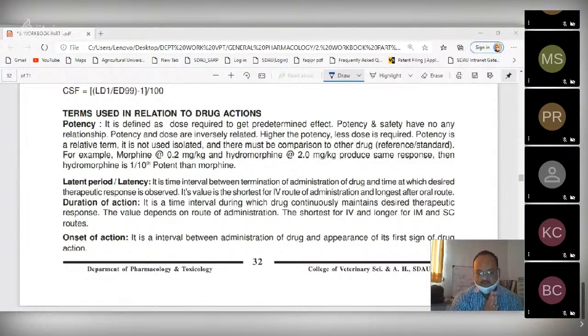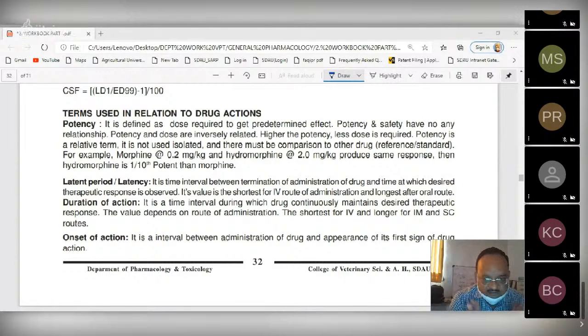Potency and dose are inversely related. It's very clear to understand that potency and dose are inversely related. That means if the dose decreases, potency increases. If the dose increases, potency decreases. So it is very easy to understand.